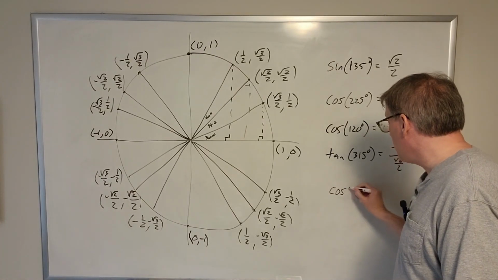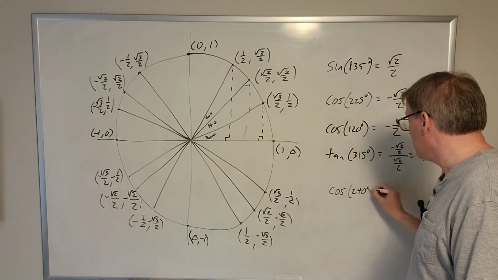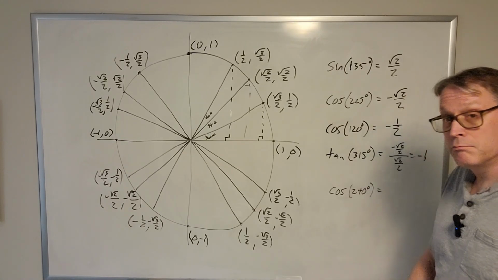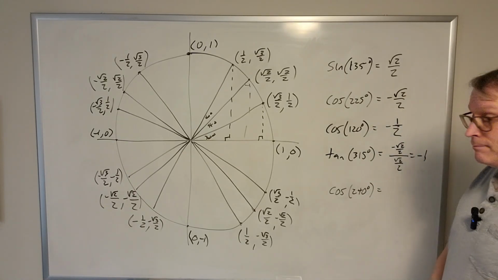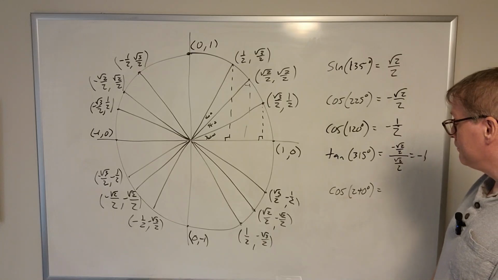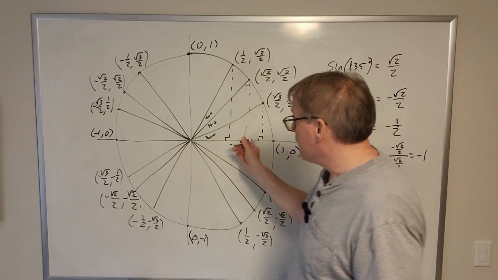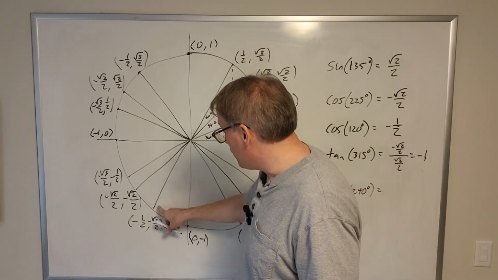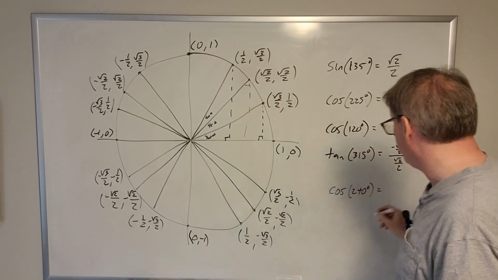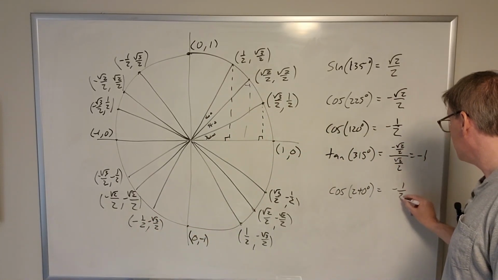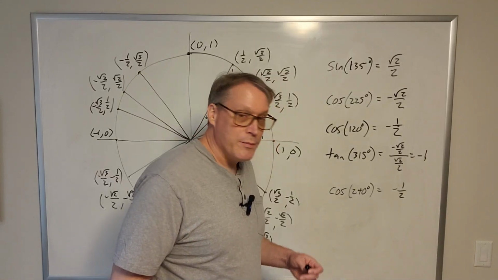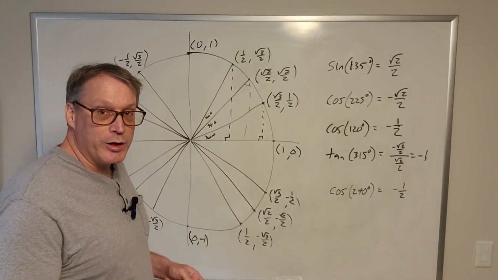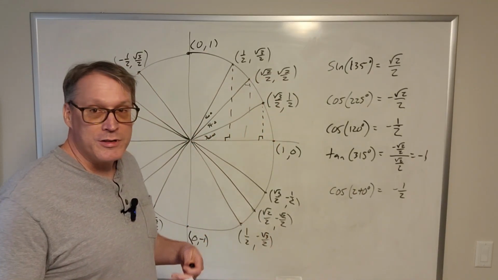What's the cosine of 240 degrees? Well, 90, 180, 270. Let's back up 30 degrees. We're right here. So the cosine is minus 1/2. Hopefully you get the point. But if you know this, you can do this very quickly. You don't have to go to your calculator and have it do it for you.